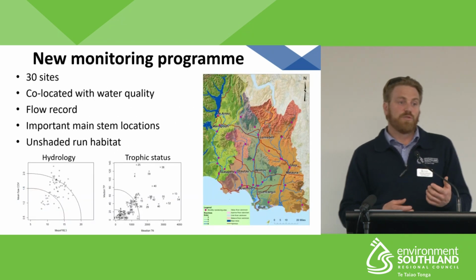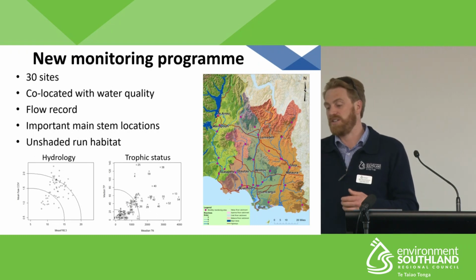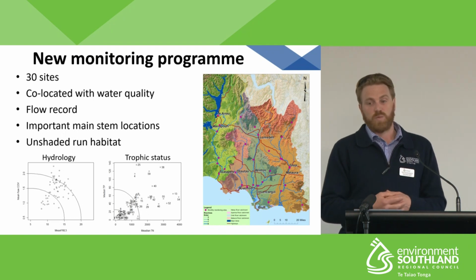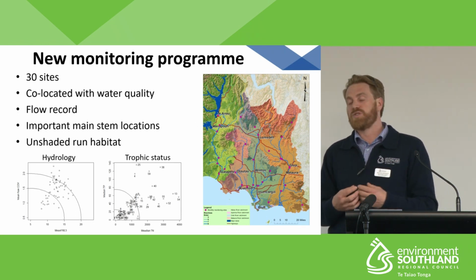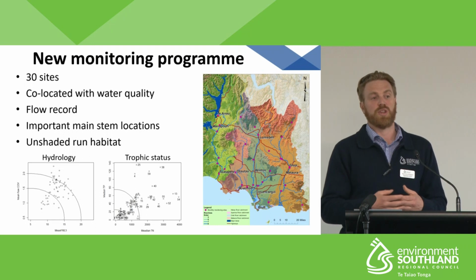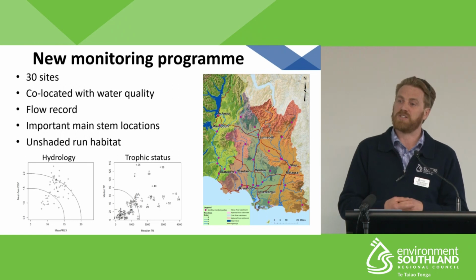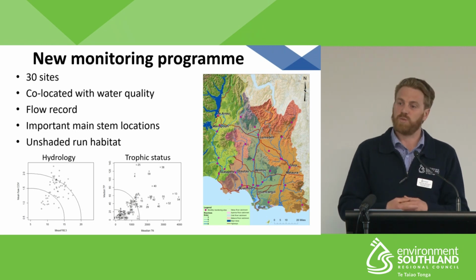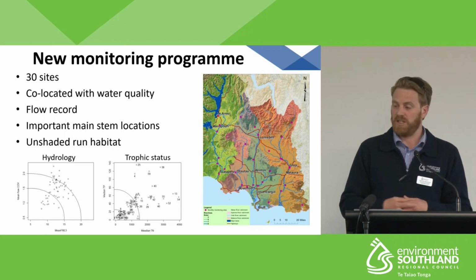I'm going to give you a little bit of an overview of how we went about designing that new program, which now consists of 30 sites, illustrated in the map here with purple dots. These sites are all co-located within our network of river water quality sites, and the importance of that was to ensure that the network met dual purposes. One, to provide a revised assessment of the state of periphyton in Southland, but two, to be able to use that same information to develop a regional model for informing nutrient management in the future.